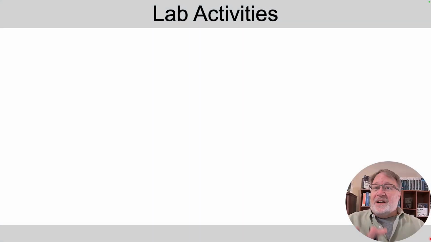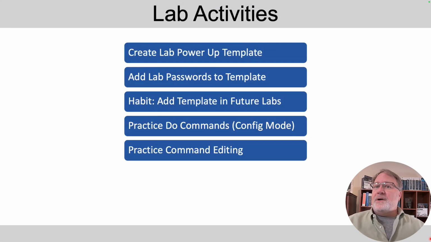So for this lab, I've got 5 activities for you. First, you create a text file that I'll call the Power Up template. It's where you configure these features that you can then copy and paste into every device in every lab you ever do from now on. Then at step 2, I want you to add whatever passwords you think you'd want to use habitually, put those in that text file. Then at step 3, we're going to practice copy and pasting that template in and test out your config and work out any syntax errors so that you know it works, so you're ready to use it habitually from now on.